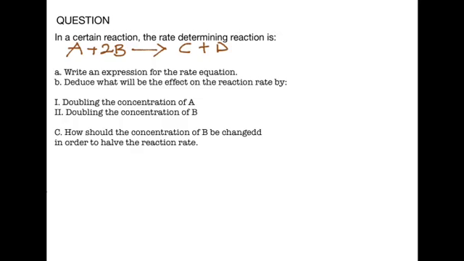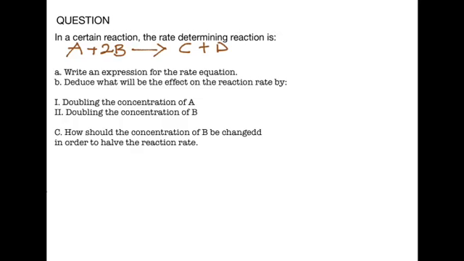(b) Deduce what will be the effect on the reaction rate by (i) doubling the concentration of A, and (ii) doubling the concentration of B. And (c) how should the concentration of B be changed in order to halve the reaction rate? And (a) said, write an expression for the rate equation.